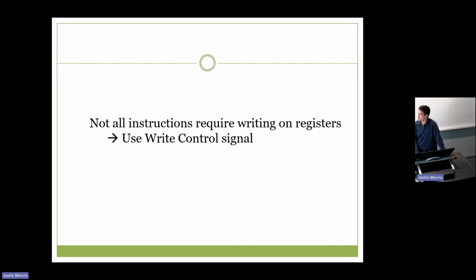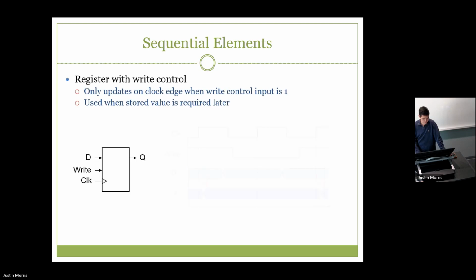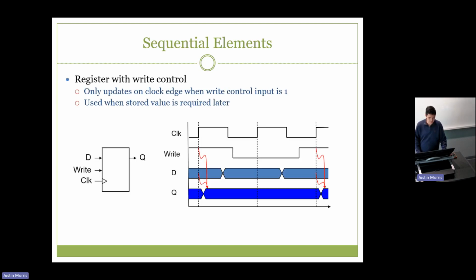That means that we should have this write control signal. So we're basically going to enable writing to the register or not. Because if an instruction is not meant to write to the register, then we for sure don't want it to happen, right? So this is our register with a write control. In this case, we're only going to update on the clock edge if write is 1. And if write is 0, we just keep the stored value.